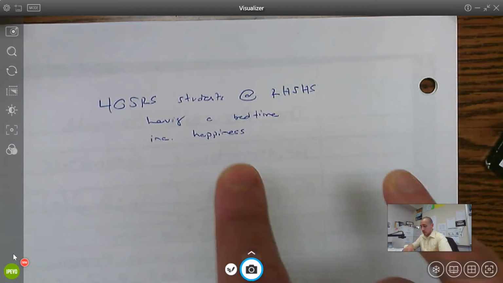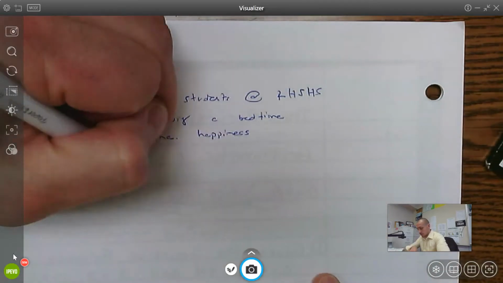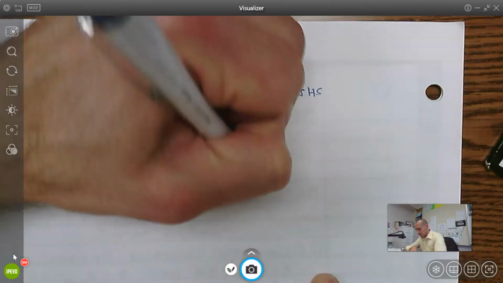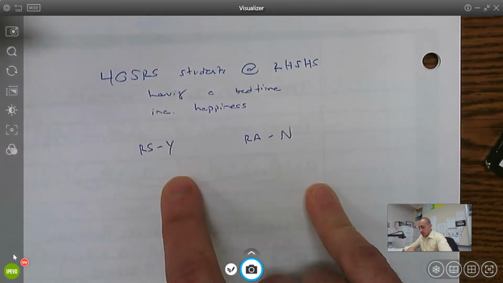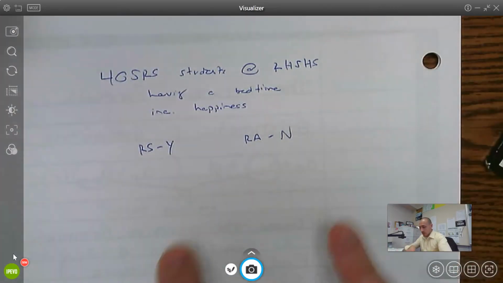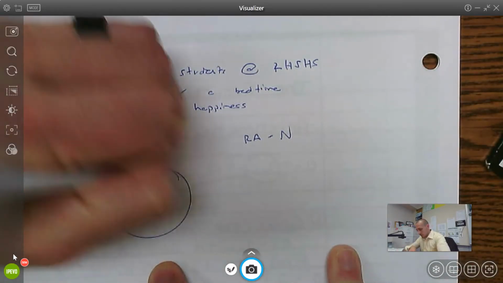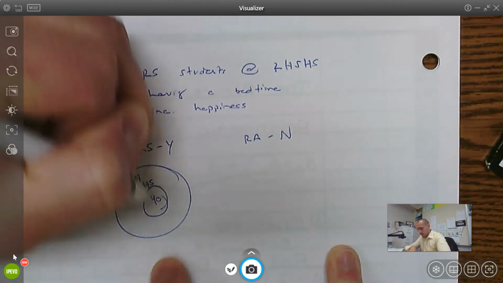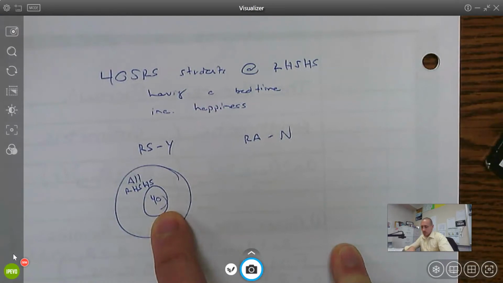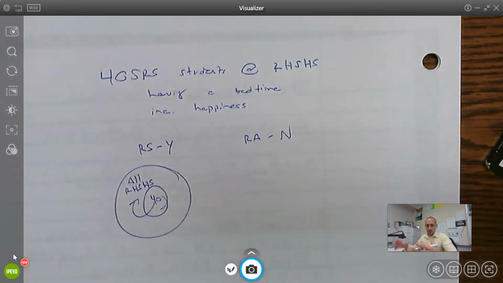Okay, so there was a random sample taken. So random sample, yes. Random assignment, no. So I can draw a conclusion about the population. Here's my sample of 40 students out of all students at the senior high school. So what happened with these 40 students? I could generalize to all students.